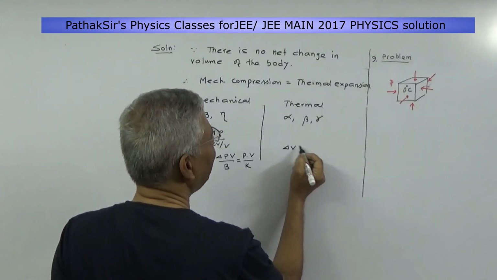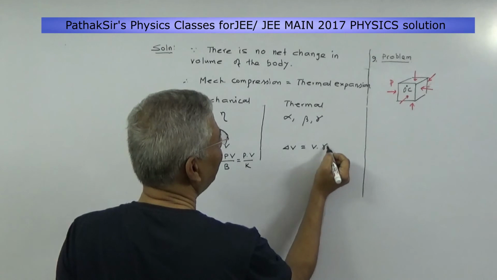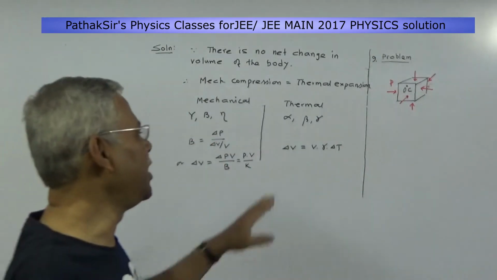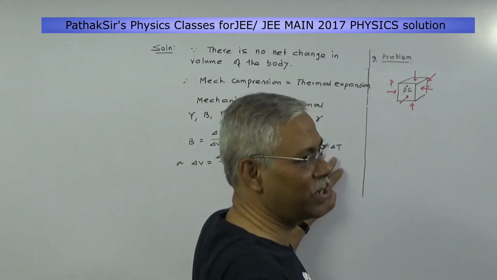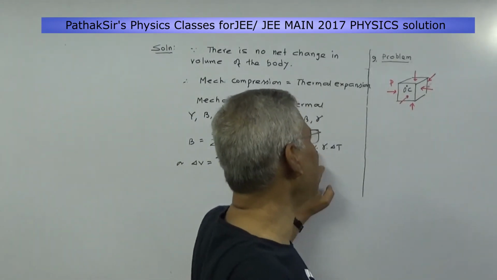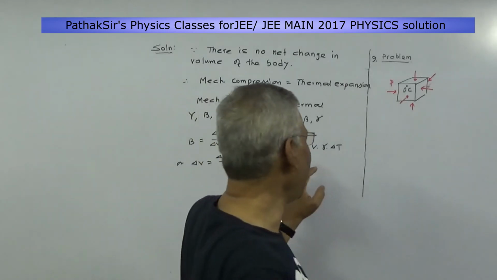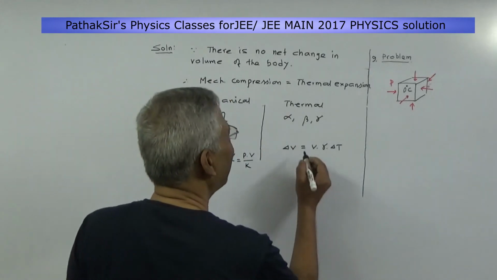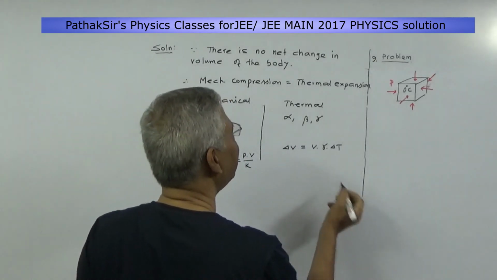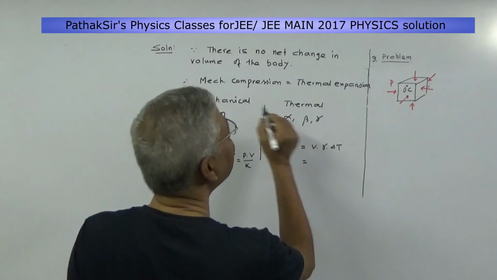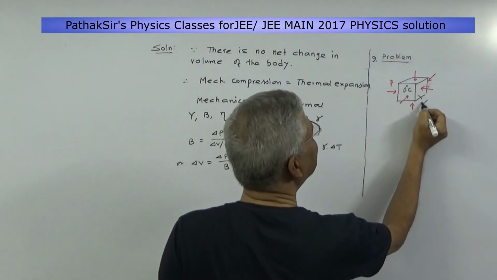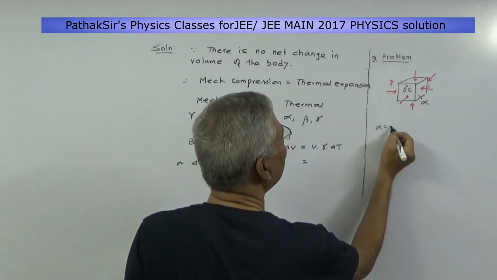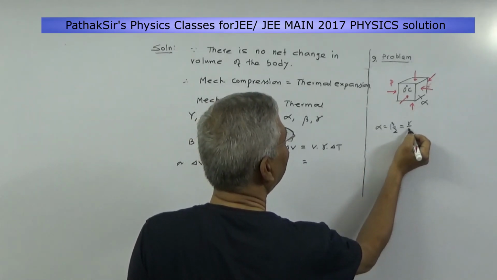Thermal expansion: del V equal to V gamma into del T. Do you know this formula? Change in volume equal to initial volume into gamma into del T. Change in length equal to initial length into alpha into del T. Change in area equal to initial area into beta into del T. For this material alpha is given, and you need to know the relation alpha equal to beta by 2 equal to gamma by 3.